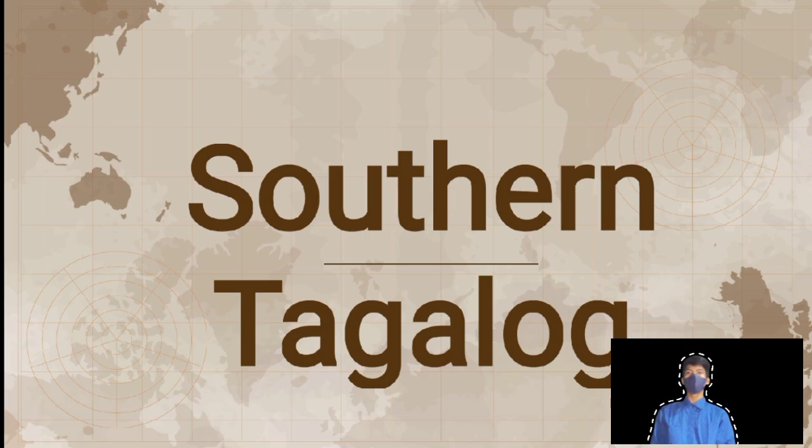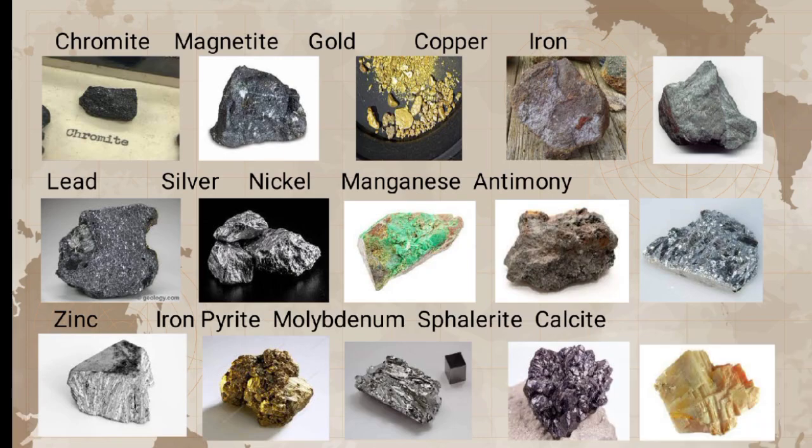While it is considered an agricultural region, the southern Tagalog region is also rich in minerals. The minerals that can be found in the southern Tagalog region are the following: chromite, magnetite, gold, copper, iron, lead, silver, nickel, manganese, antimony, zinc, iron pyrite, molybdenum, sphalerite, and calcite.